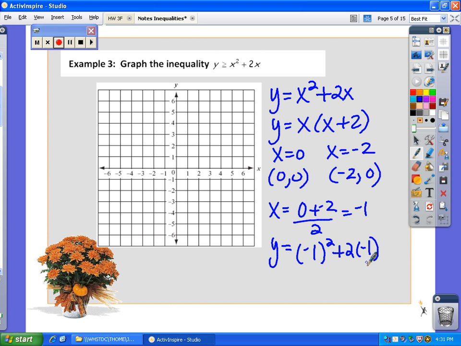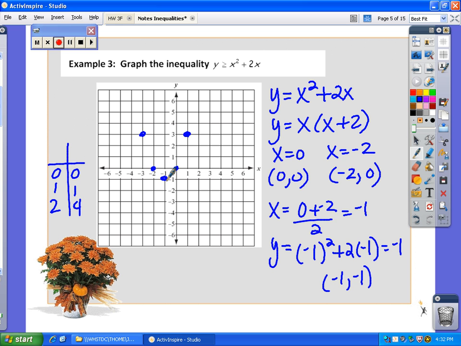So that's going to be -1. So my vertex is the point -1, -1. Now I can use my parent points. I've got 0, 1, 2, so I get 0, 1, 4. My a is +1, so I'm going to go right 1 up 1, right 2 up 4, and do the same thing to the left: left 1 up 1 and left 2 up 4.